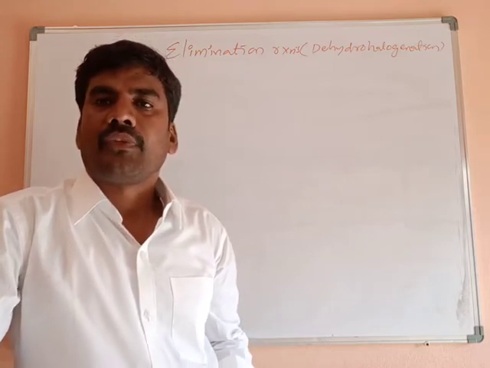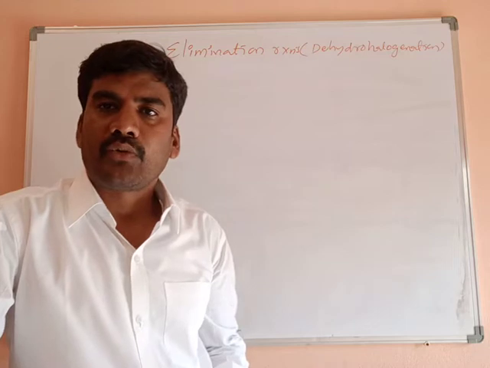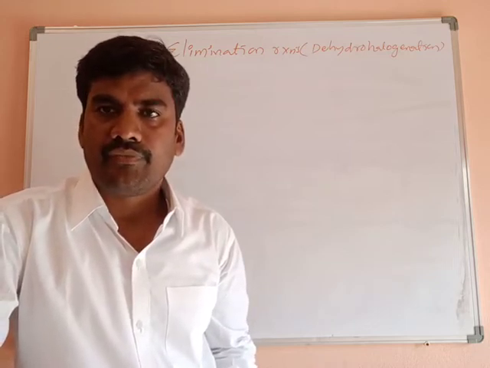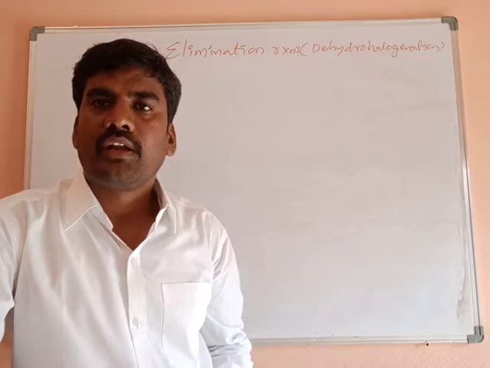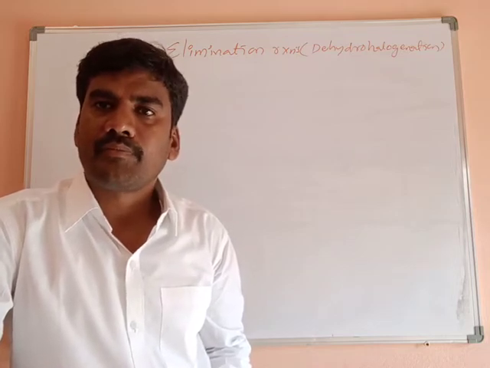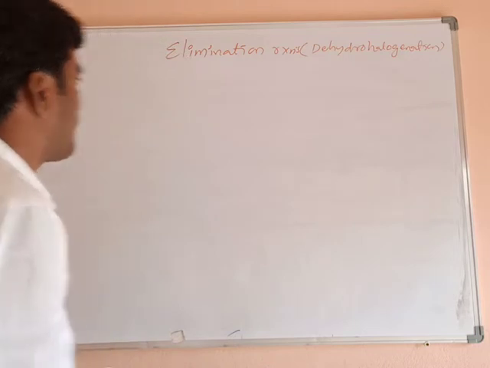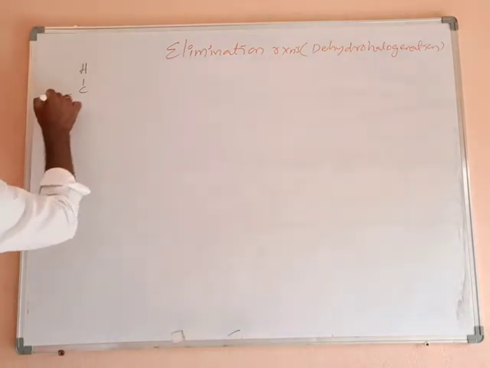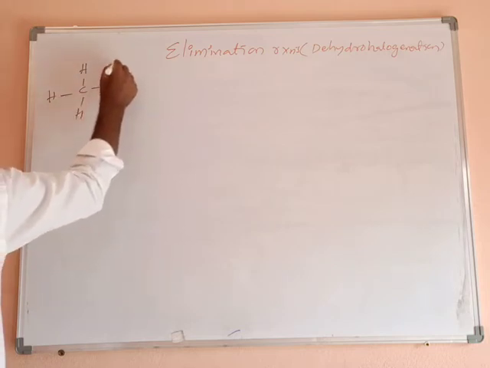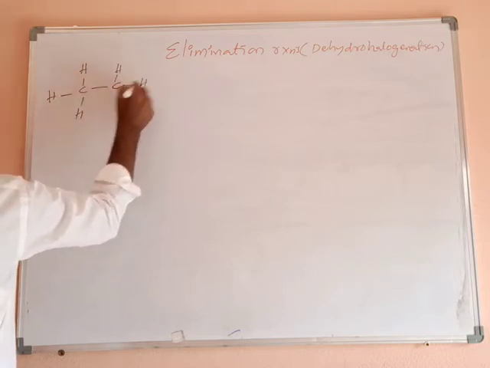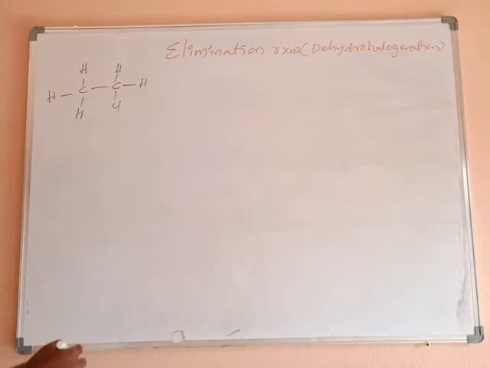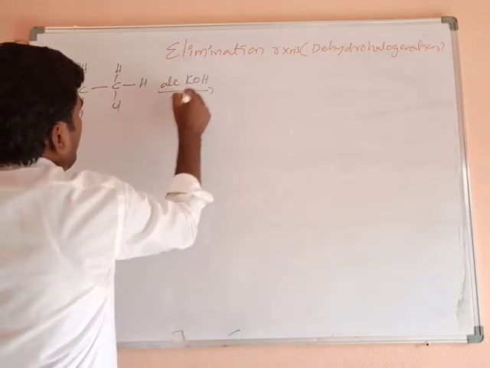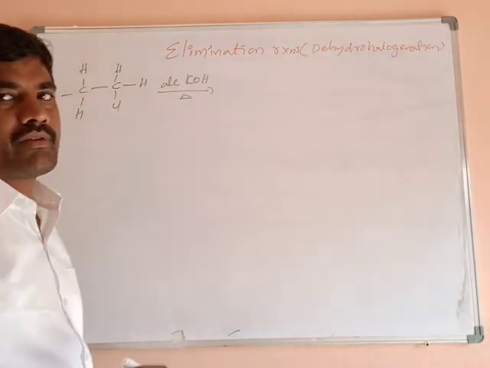For example, alkyl halides with a beta hydrogen, when heated with alcoholic potassium hydroxide, undergo elimination of hydrogen halide to form alkenes. Let's take an example for this reaction. Ethyl chloride is boiled with alcoholic potassium hydroxide to form alkenes.